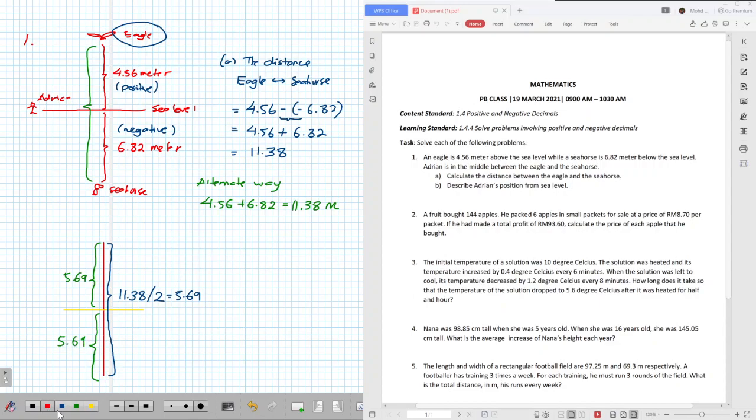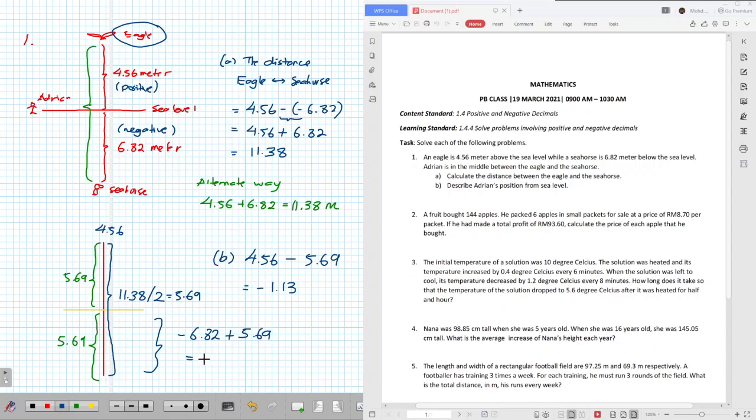To get the position of Adrian from the sea level, we can use any distance. Like this one, we use 4.56 minus 5.69. If you subtract it, you will get negative 1.13 on the calculator. The same goes with this one. If you want to get Adrian's place from this part, you can use negative 6.82 plus 5.69, because we want to go to the upper one.